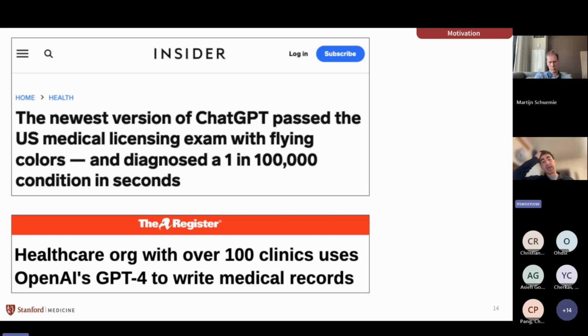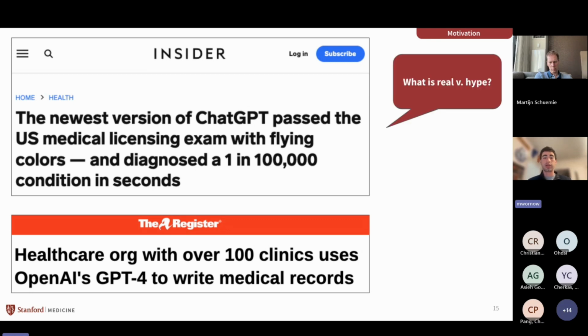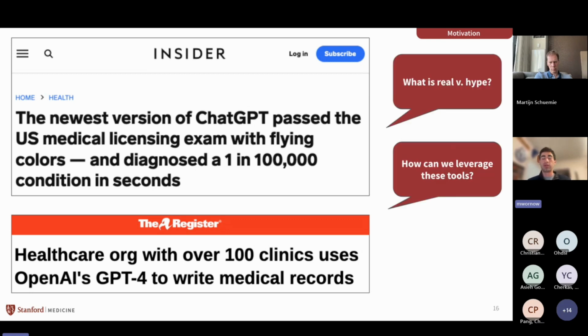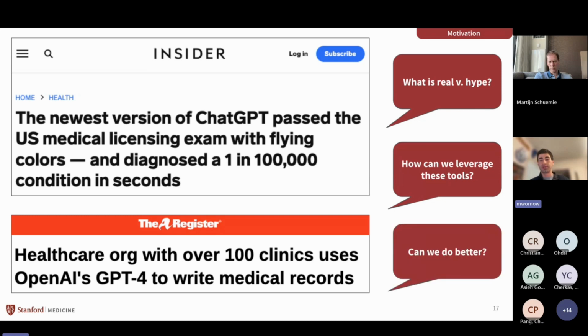And so, when you see headlines like this, the question is, how much of it is a headline and how much of it is real, right? So you see all this great stuff with ChatGPT, but what is real and what is hype? How can we actually leverage these tools? And given the state of these tools, how do we do better and adapt them better for healthcare settings?